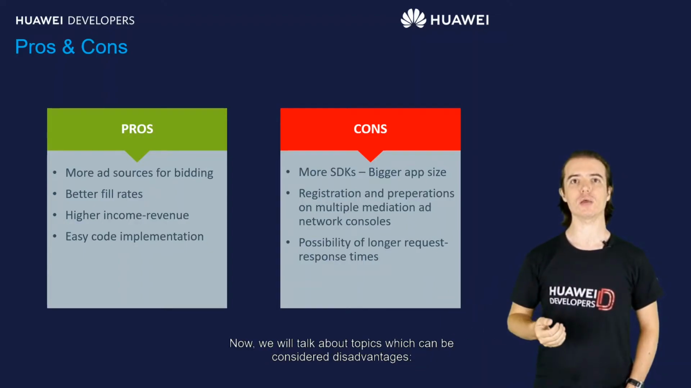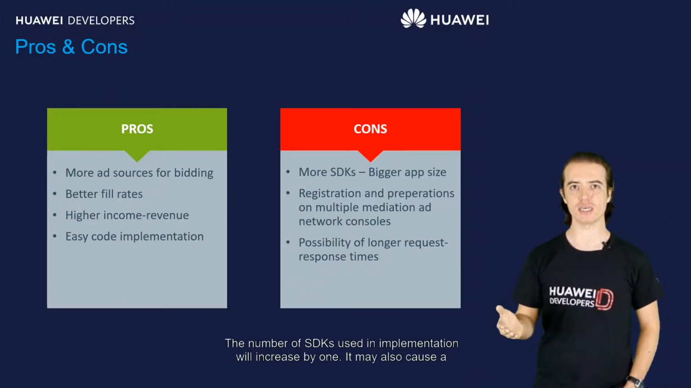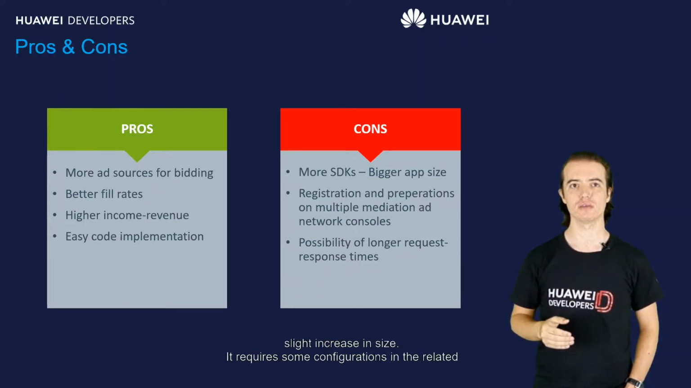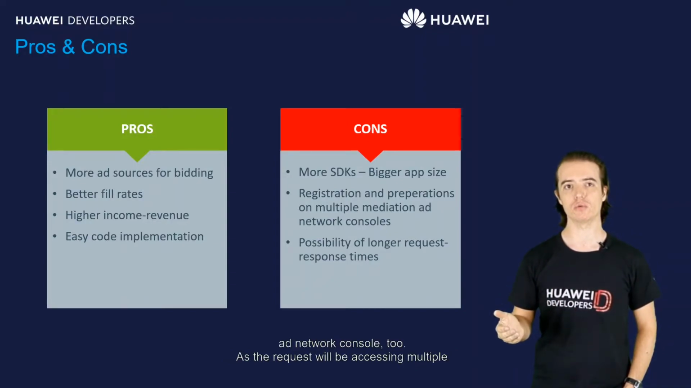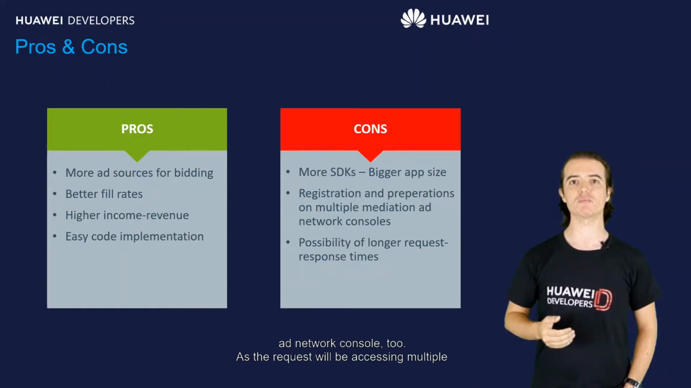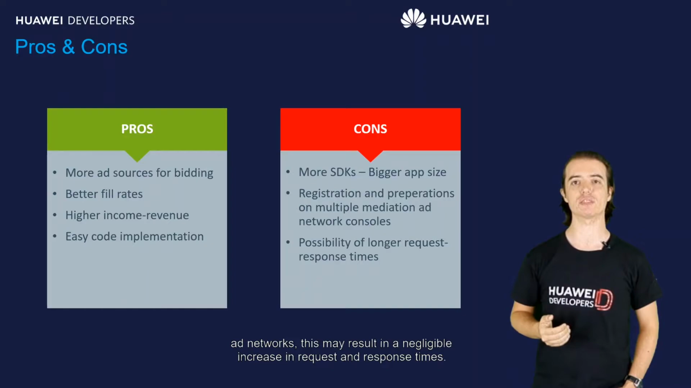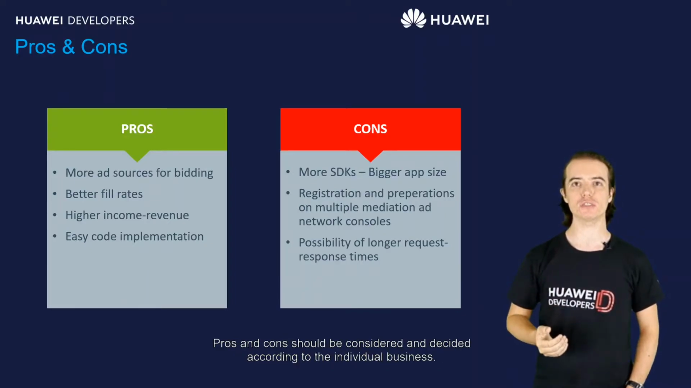Now, we will talk about topics which can be considered disadvantages. The number of SDKs used in implementation will increase by 1. It may also cause a slight increase in size. It requires some configurations in the related ad network console too. As the request will be accessing multiple ad networks, this may result in a negligible increase in request and response times. Pros and cons should be considered and decided according to the individual business.